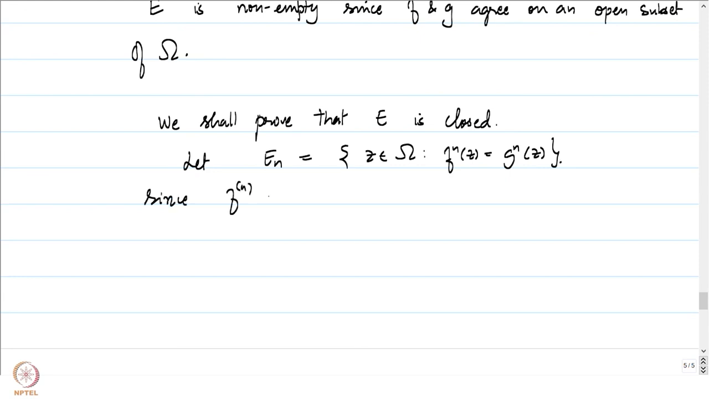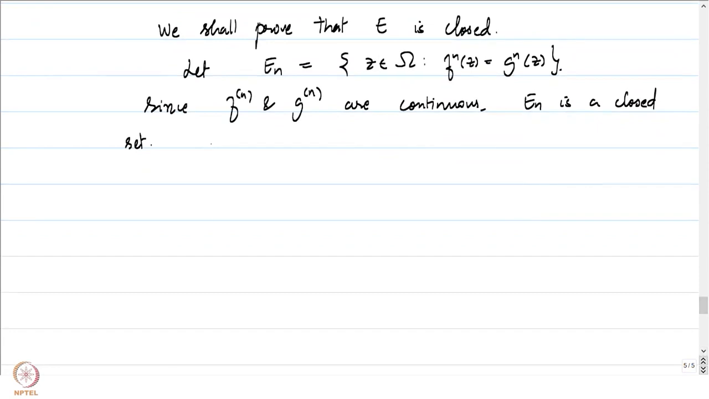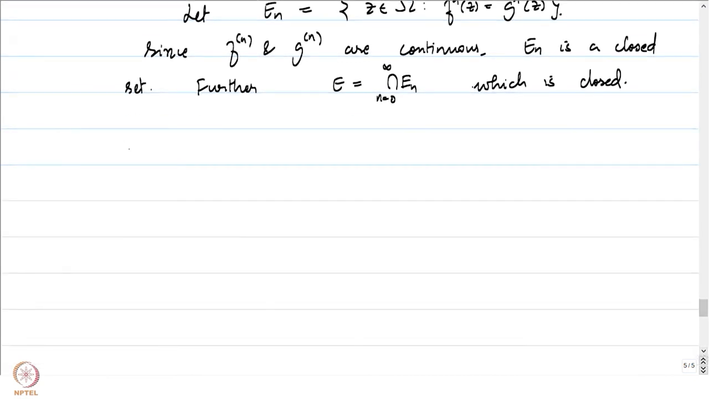Since f^(n) and g^(n) are continuous, E_n is a closed set. It's just the pullback of 0 under f^(n) minus g^(n). And further, we have E is equal to the intersection of E_n, which is an arbitrary intersection of closed sets, which is closed. Therefore, E is closed, follows very easily. The only thing to check is that we shall see that E is open.